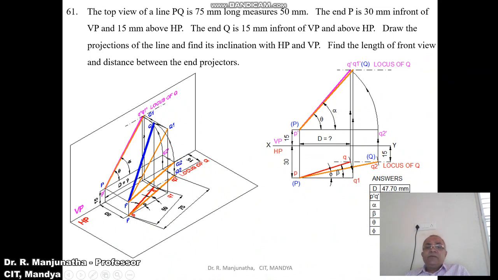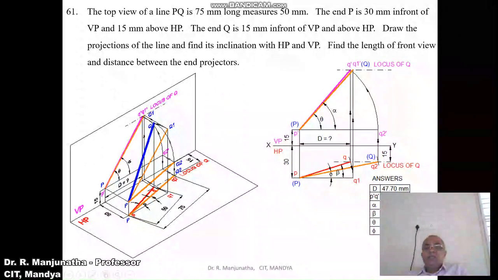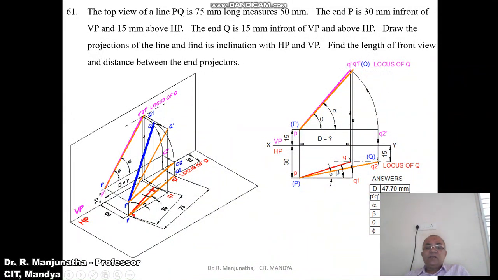Then find the length of the front view. Since we need to find out the length of the front view, by using the scale, you measure the distance from P dash to Q dash. P dash Q dash will be 74 mm, and when you are drawing it in computer, it will be 73.48 mm. Then join P dash Q1 dash a little bit thicker than the XY line.